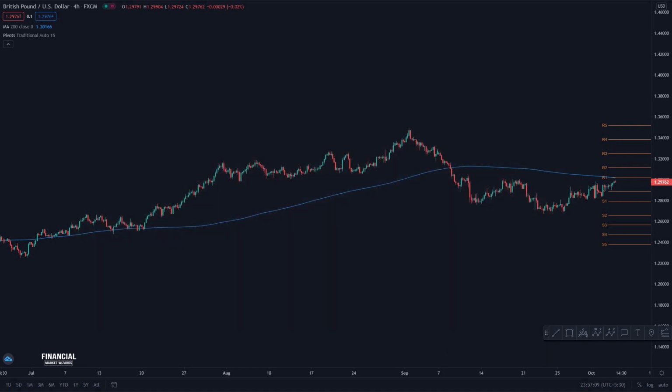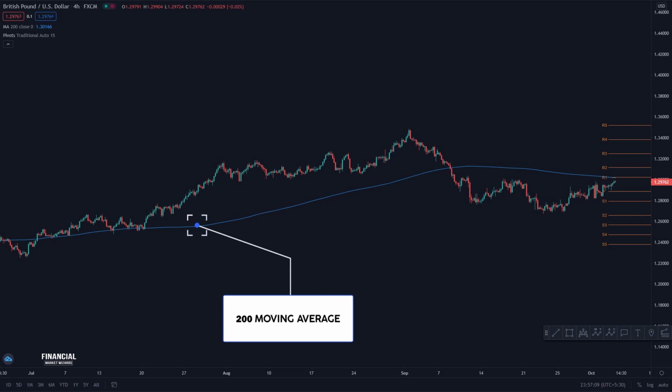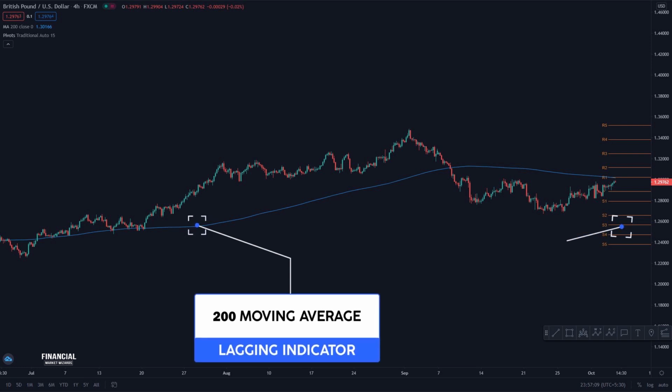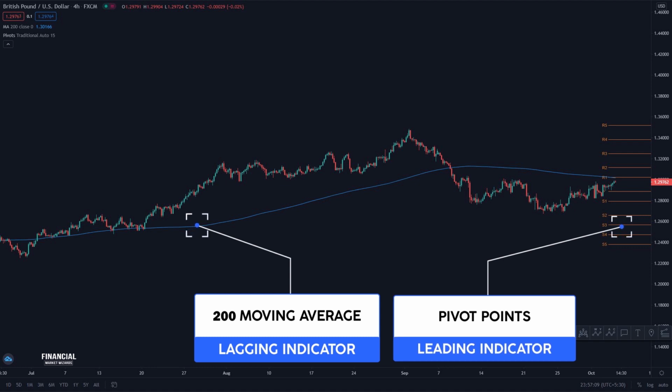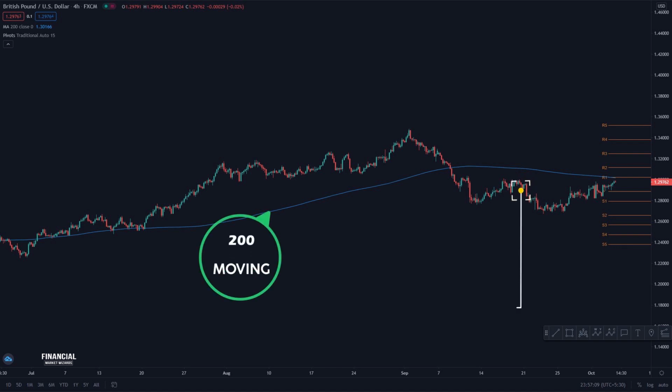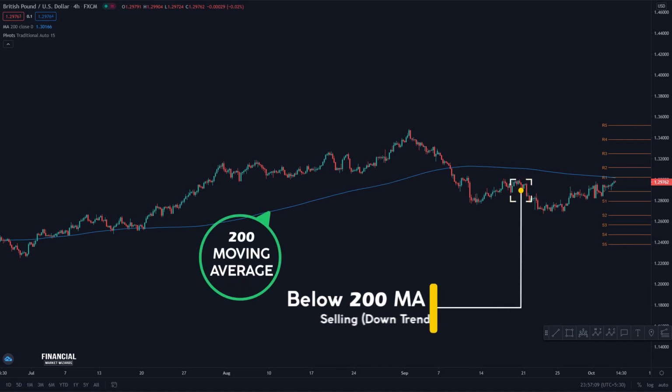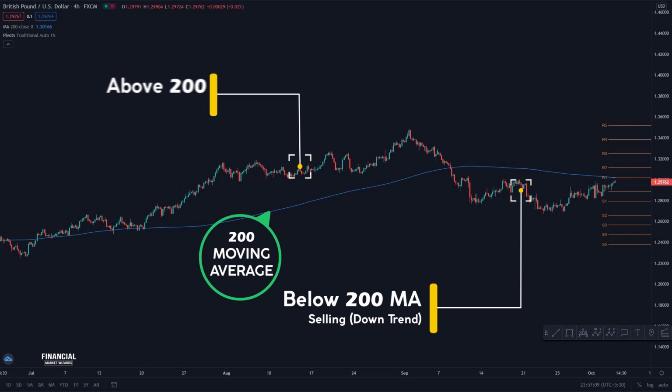Here's an example of how you can combine both a lagging and a leading indicator. You can use a lagging indicator like the 200 moving average and a leading indicator like the pivot point. First, you want to use the lagging indicator to determine the context of the trade. So if price is currently trading below the 200 moving average, then it is a downtrend and you want to be selling. If price is trading above the 200 moving average, then it is an uptrend and you want to be buying.